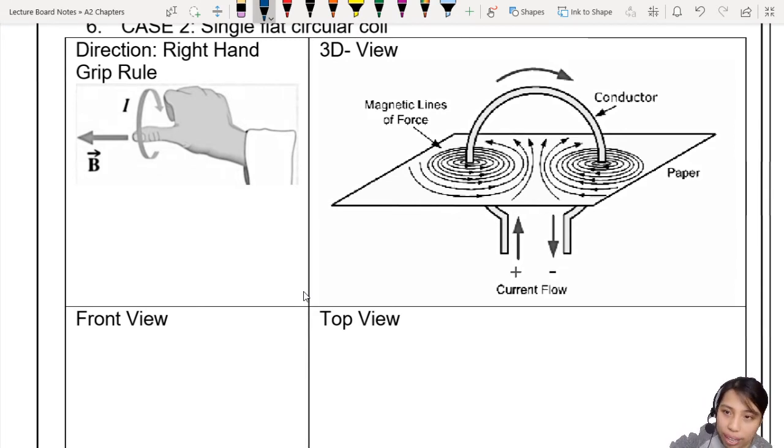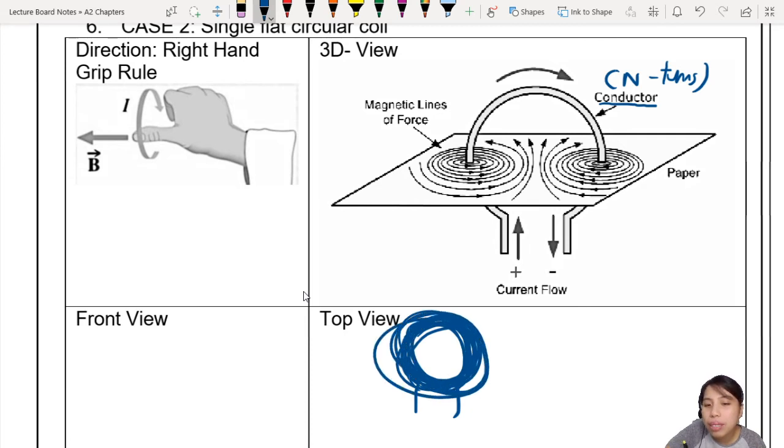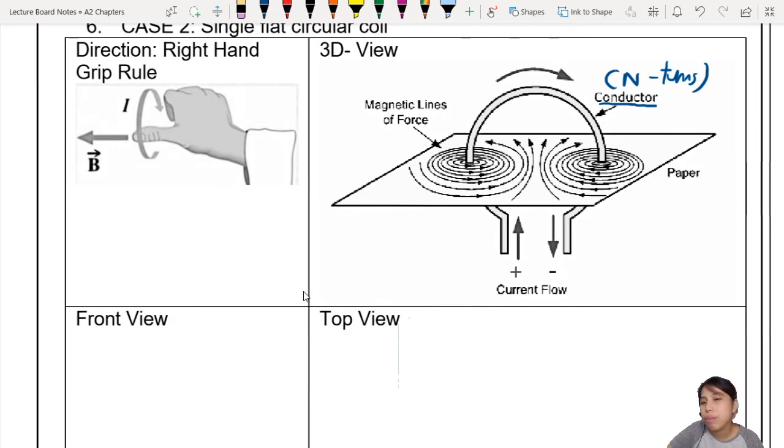A note is, if you see in past year, this conductor will be a wire, right? And it can be many turns of wire. So it can be n number of turns. What is n number of turns? I go like this. 1, 2, 3, 4, 5, 6, 7, 8, 9, 10. Many turns. So that will be creating a stronger magnetic field. Okay, but that's what it means by n turns.